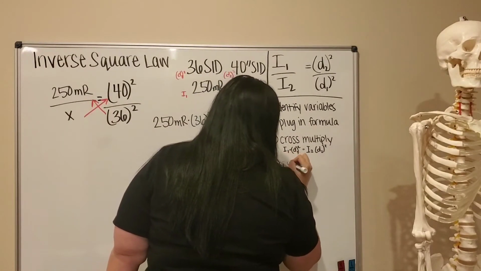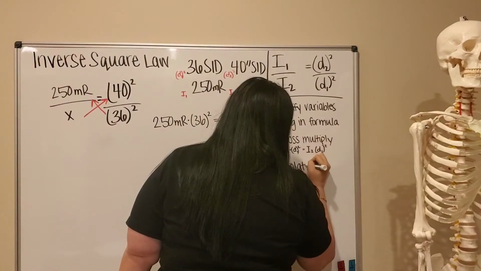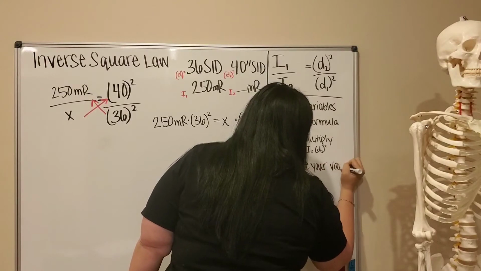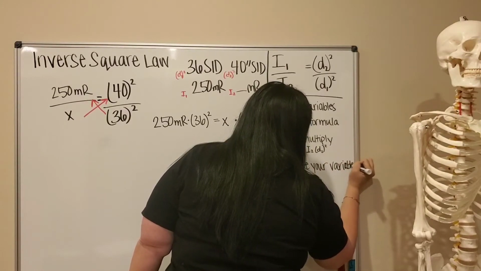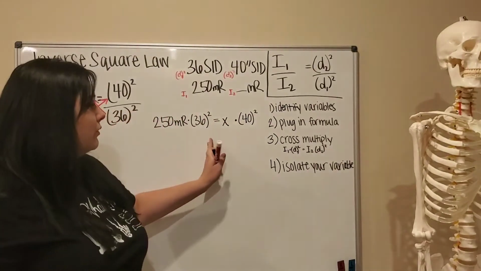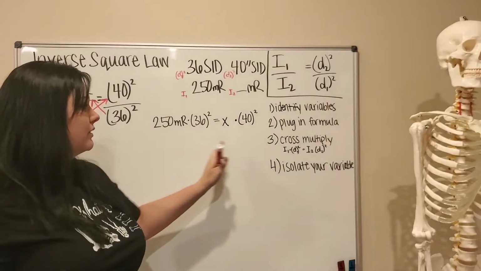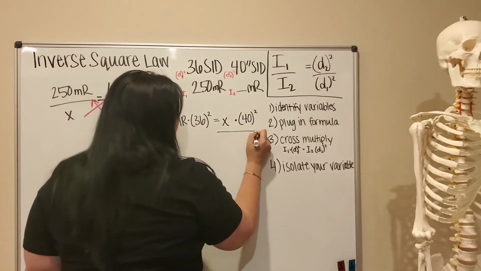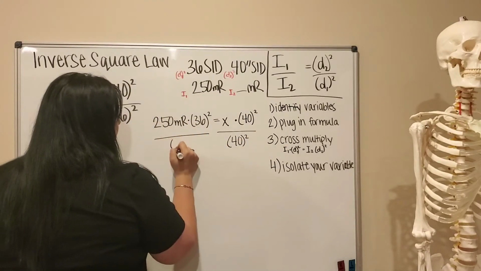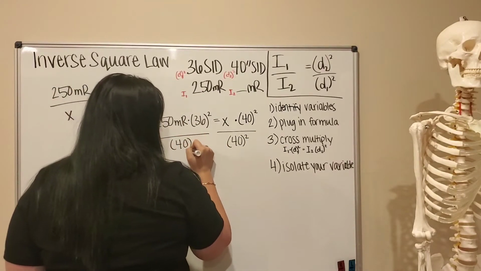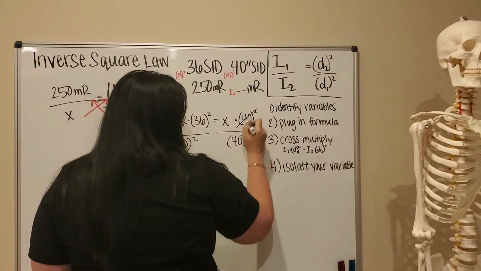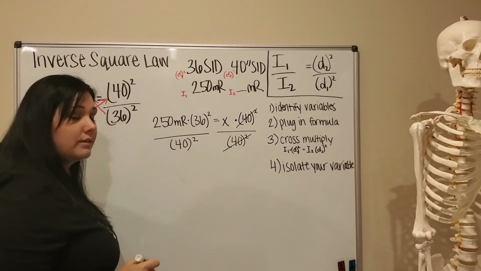Step 4, you want to isolate your variable. Oh, it's going to get close. What I mean by that is I want x to be left alone on one side of the equal sign. I don't want anything else hanging out with it. So what I'm going to do, I'm going to divide out that 40 squared. And I'm not actually doing any math on my calculator here. I'm just setting up my problem still. And that ends up canceling out these two 40s.